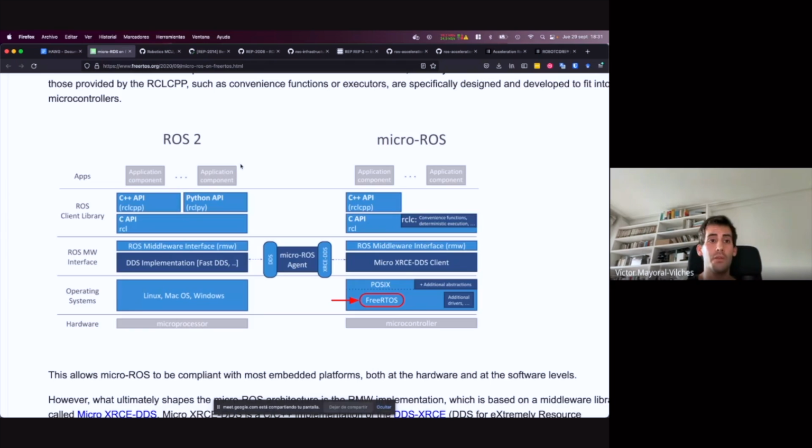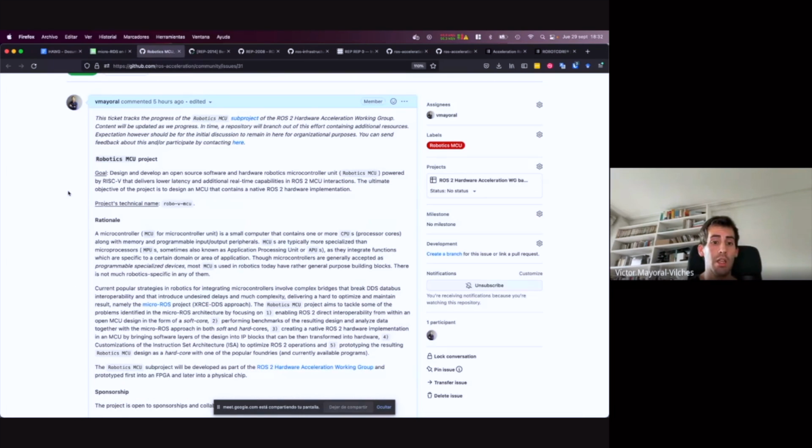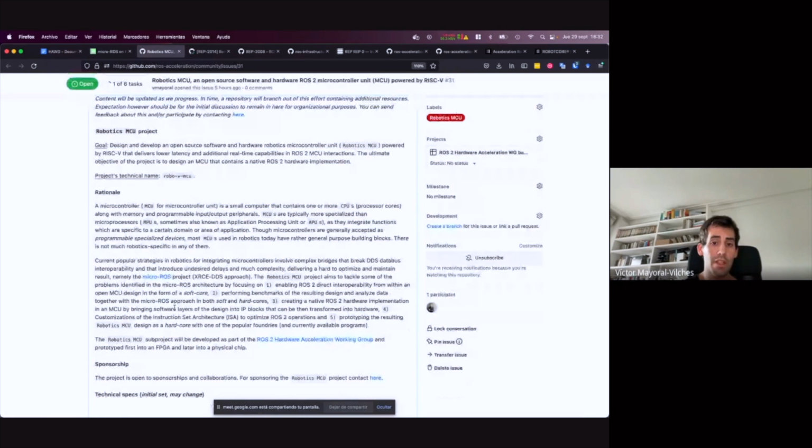So that is a bit of the motivation. And what this project tries to do is to bridge this gap and to propose a microcontroller that does not need to leverage XRC DDS, but that can speak to DDS directly, or more specifically to ROS2, by having DDS capabilities. That is, in a nutshell, the initial objective.